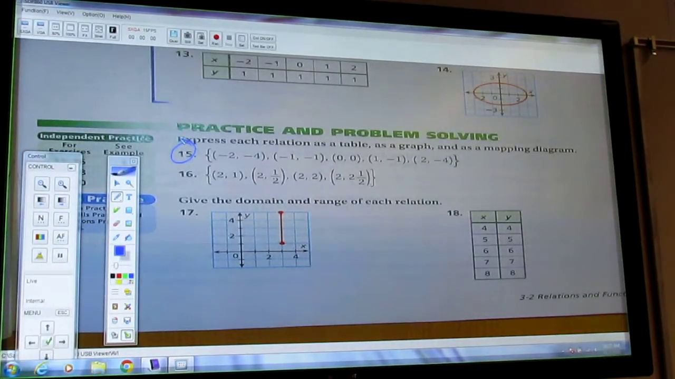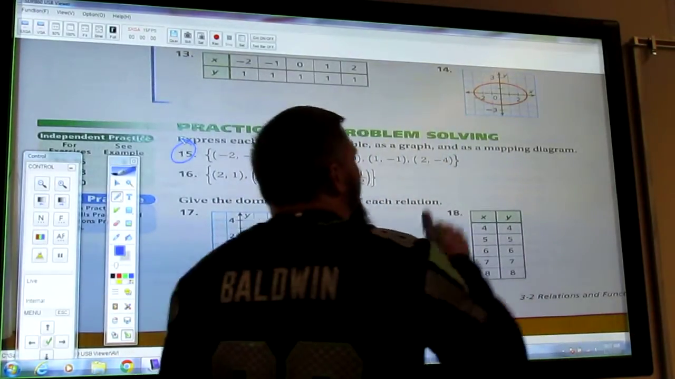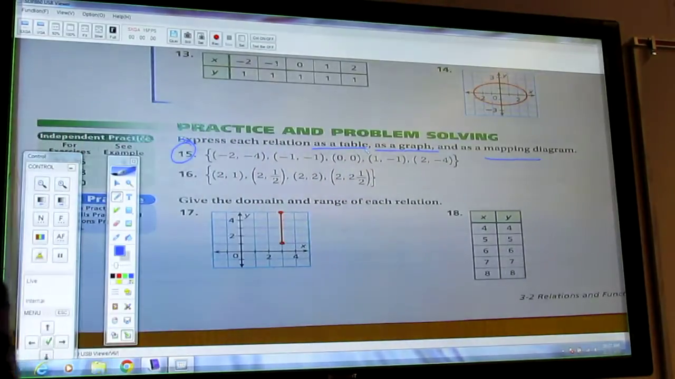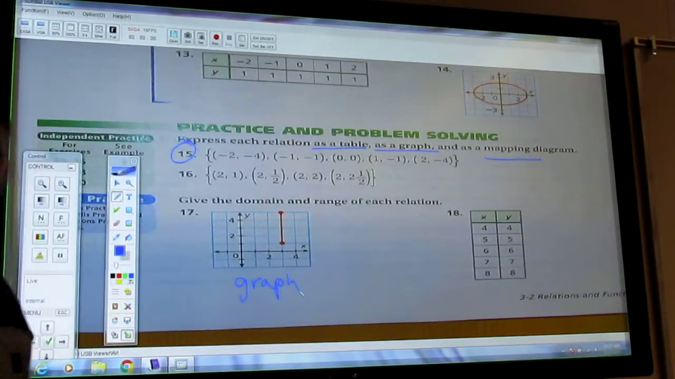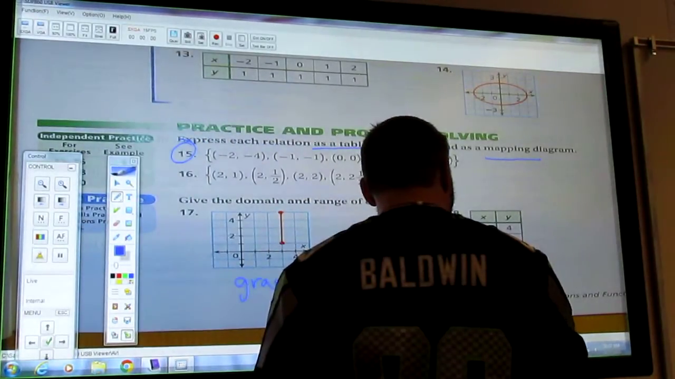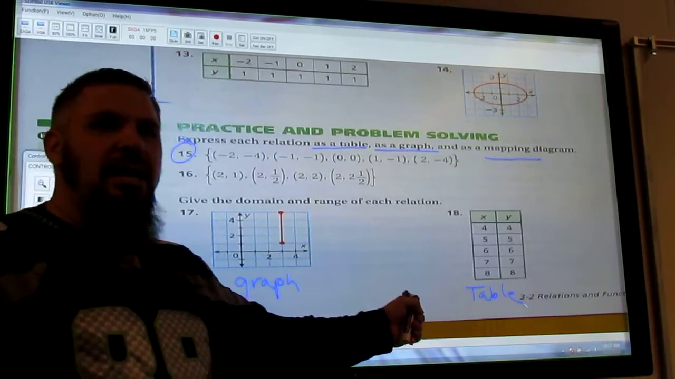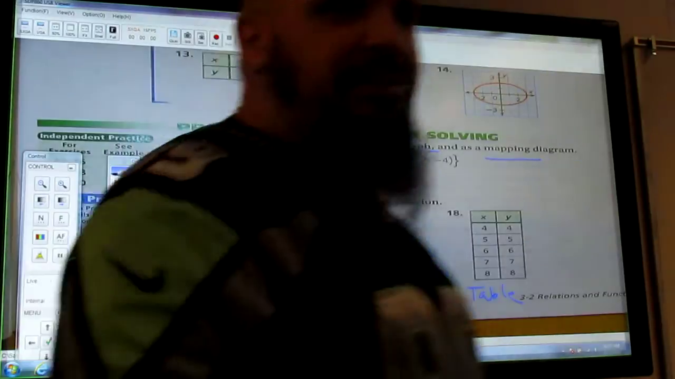So what we're going to do is express the relationship as a table, and as a graph, and as a mapping. So we've got to do everything. We've got to make a table. All right. So here's a graph. Here's a table. You all seen these? Okay. So you help me with this first one.